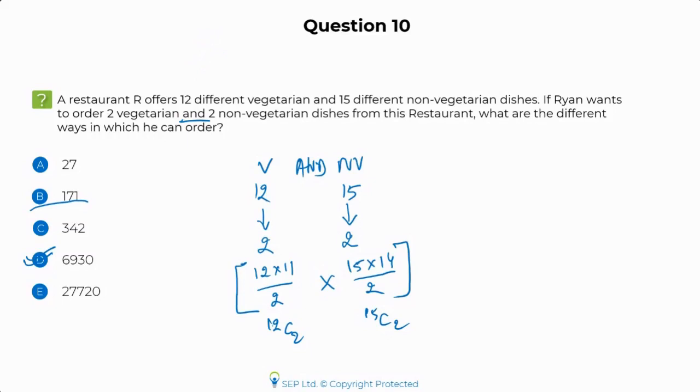Tejasvi is asking, where does it say that the dishes cannot be repeated? Okay, Tejasvi, let me ask you a counter question. Where does it say that the dishes can be repeated? There's no mention of it, so you cannot assume that. We have to order 2 vegetarian and 2 non-vegetarian dishes, so it can be done in this way.